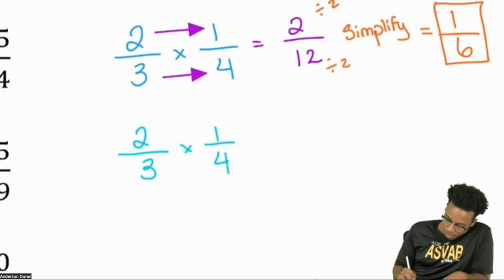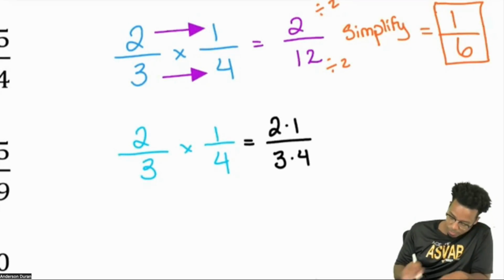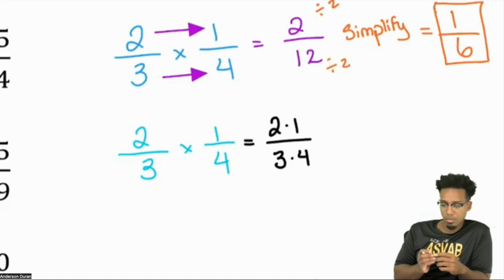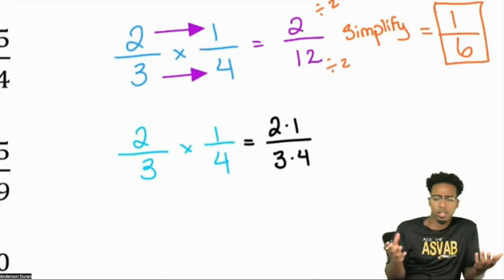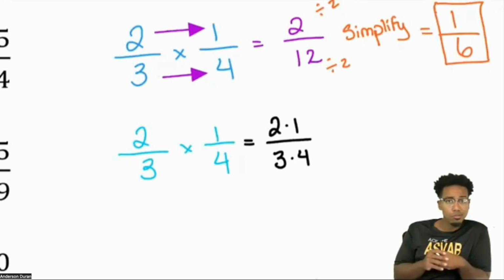Everybody, is it true that when we multiply, this is going to be 2 times 1, and that's going to be 3 times 4? Is that true? Yes or no? That's going to be true. That's what it's going to look like, right? You multiply the numerators, 2 times 1, multiply the denominators, 3 times 4.